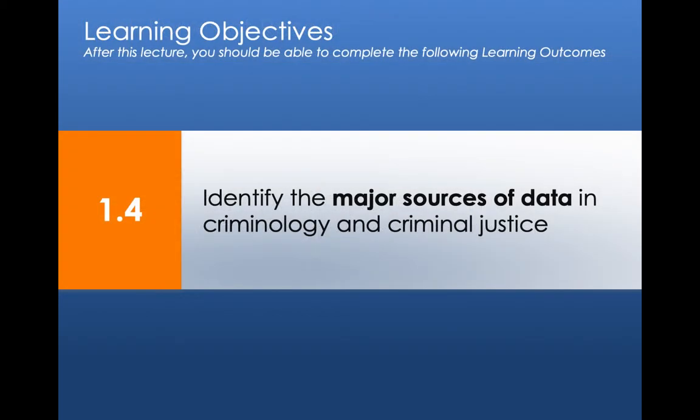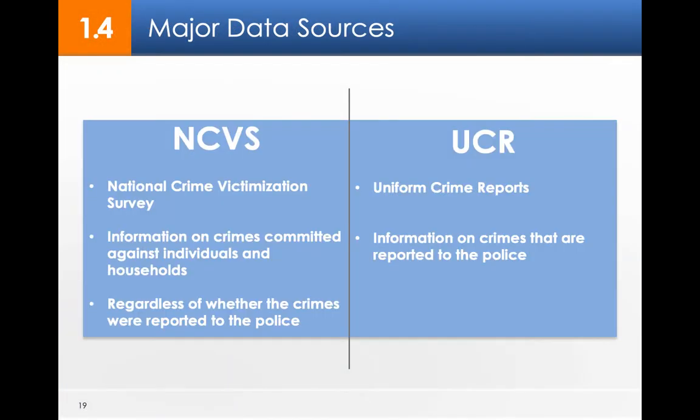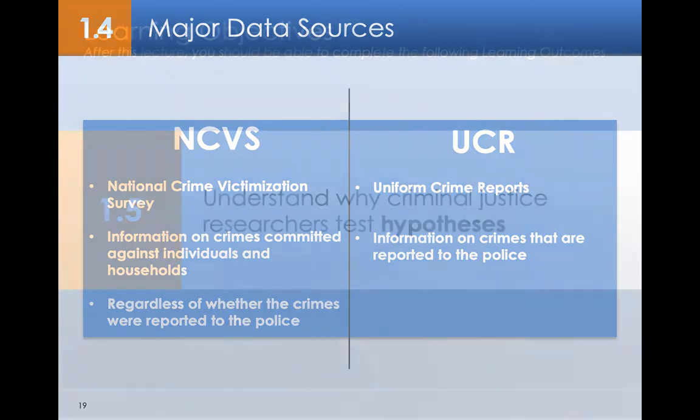So let's think about the major sources of data in criminology and criminal justice. So we have victimization surveys, and we have the UCR. And also along with the UCR, we have NIBRS, which is data we're going to be using this semester. So the NCVS is our crime victimization survey, right? And this is where we survey individuals about their experiences being victims of crime. Whereas the UCR is reporting information on crimes that are reported to the police.